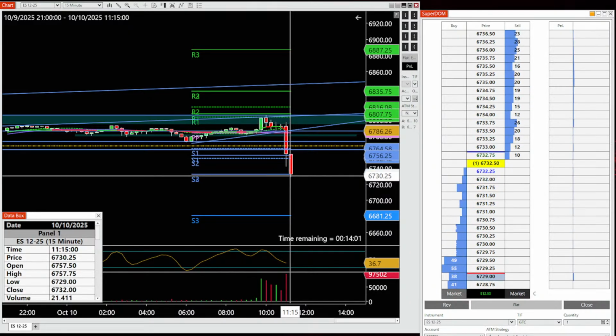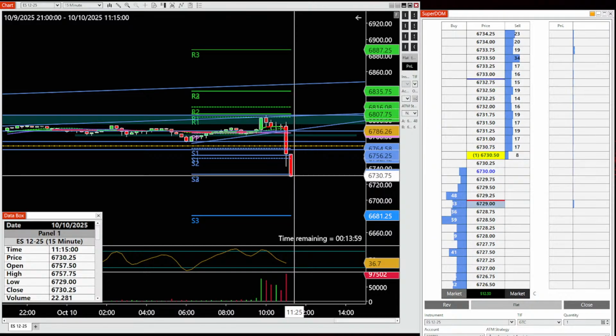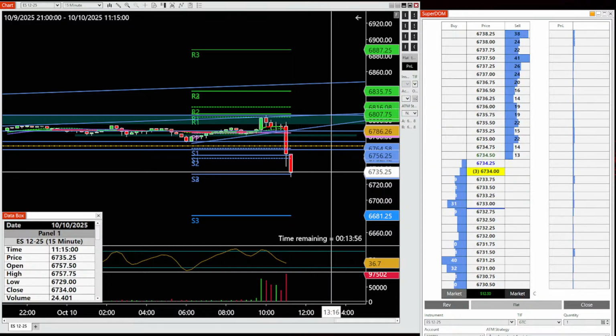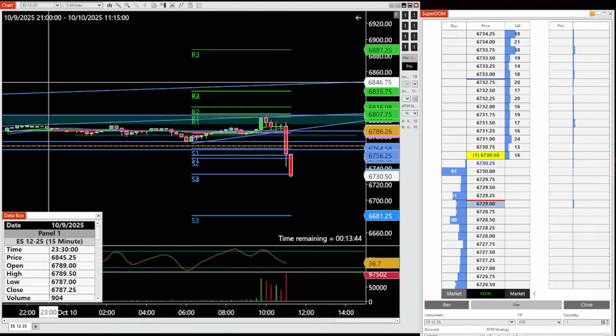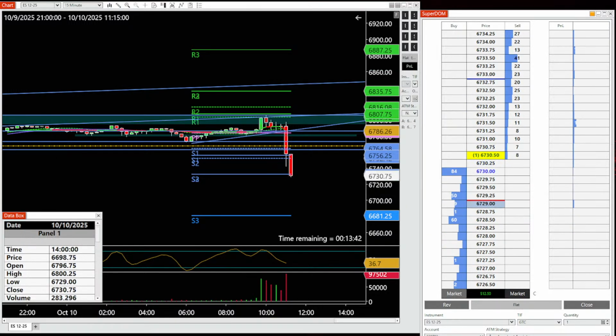67.25. Look at there. Just dump. Who is dumping the market? And it's just dumping.